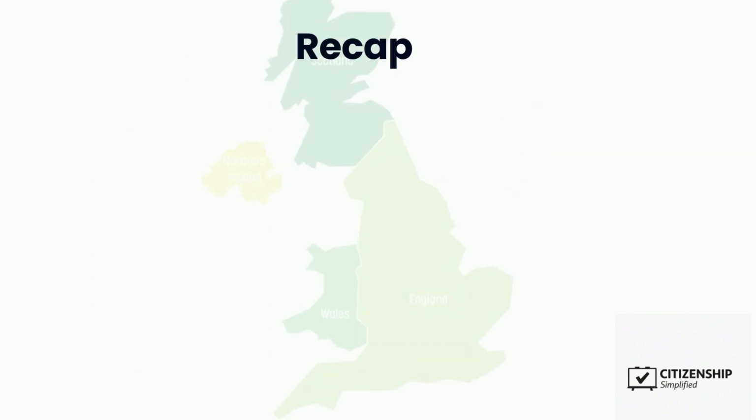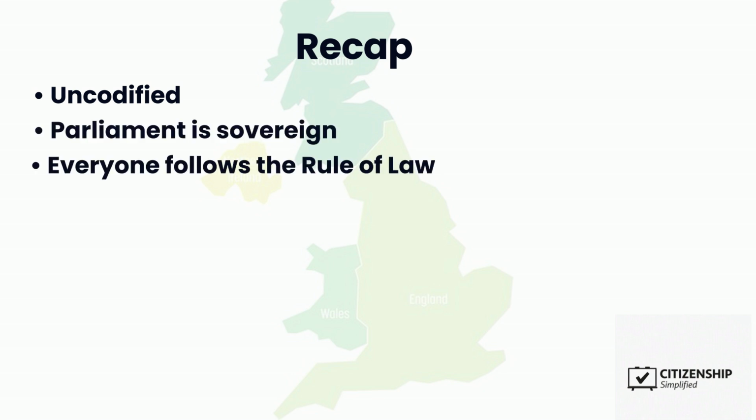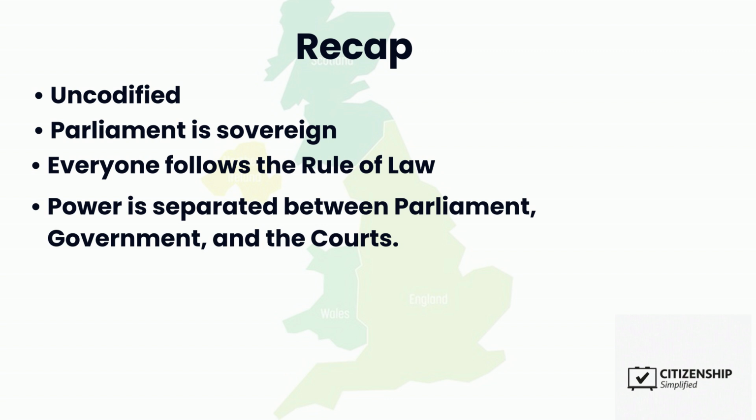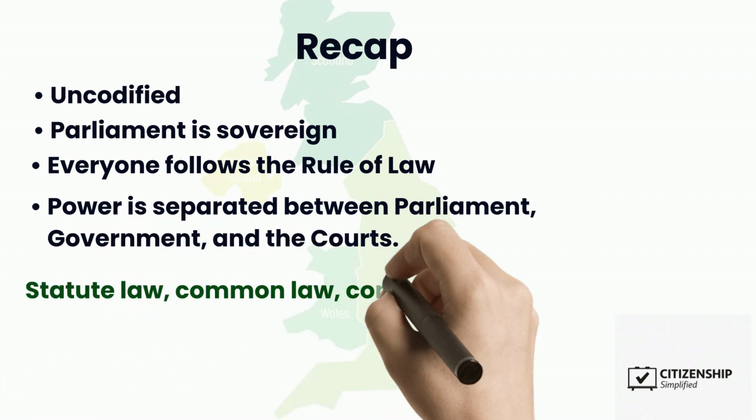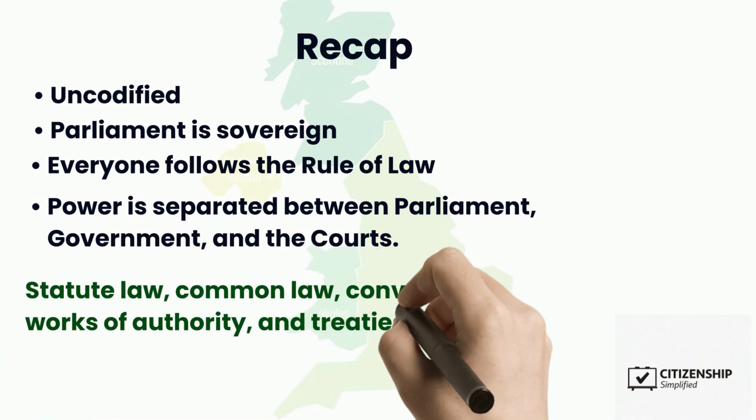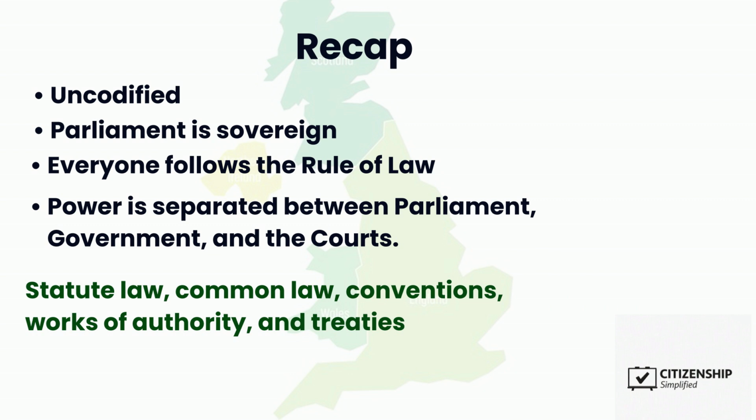So, a quick recap. The UK Constitution is uncodified. Parliament is sovereign. Everyone follows the rule of law. Power is separated between Parliament, government, and the courts. And the Constitution comes from statute law, common law, conventions, works of authority, and treaties. That's the UK Constitution. Simple, clear, and exam ready.